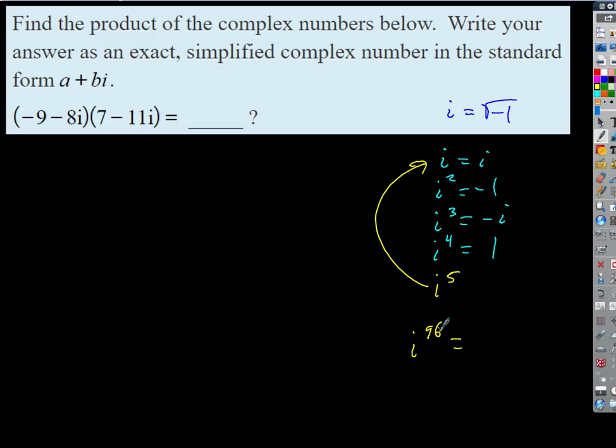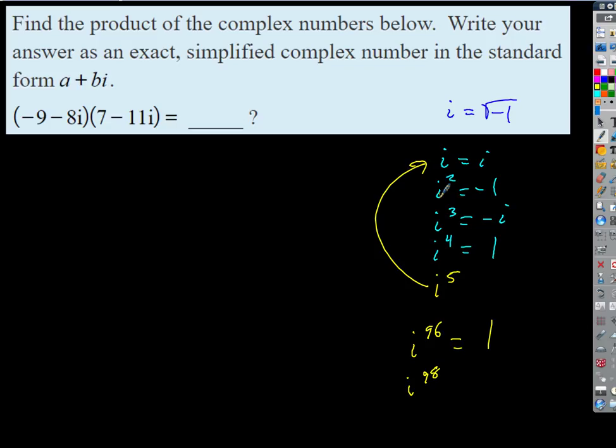So if i to the 96 is 1, what's i to the 98th? Negative 1, right? Good, because 96 takes us to there. The next one loops back up to the beginning, so there's 96, 97, 98, right?